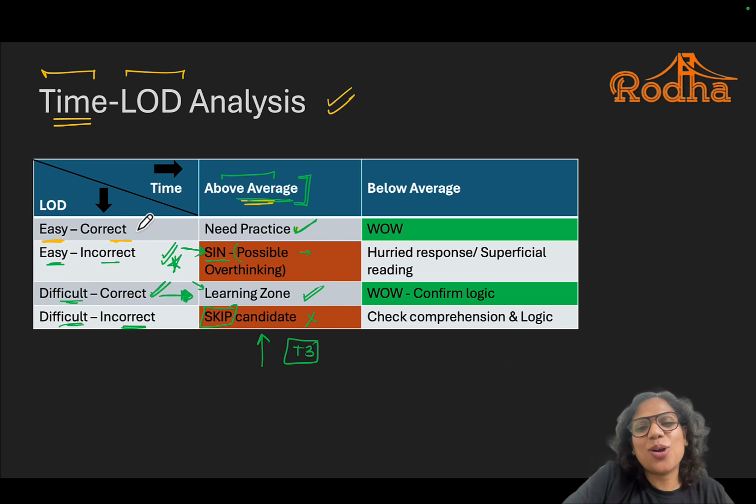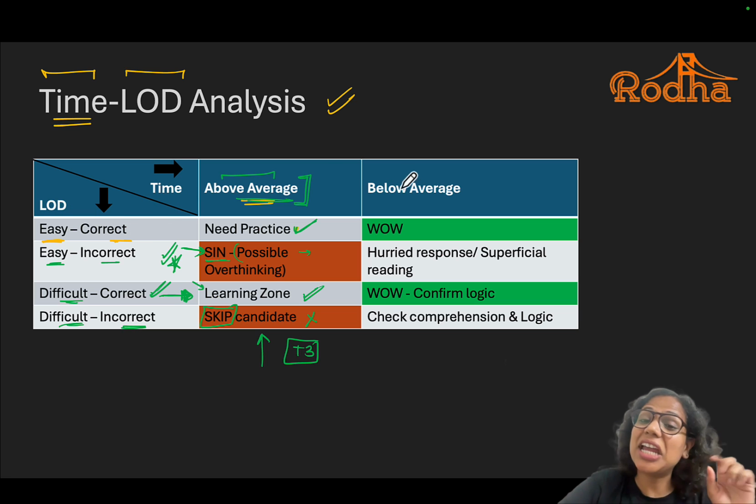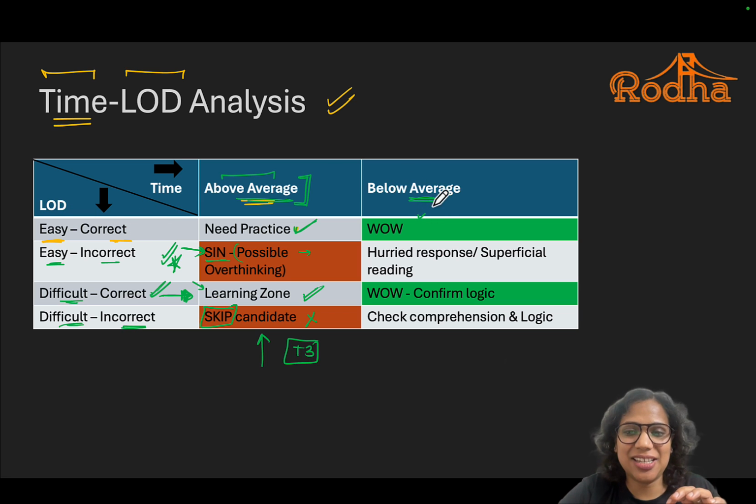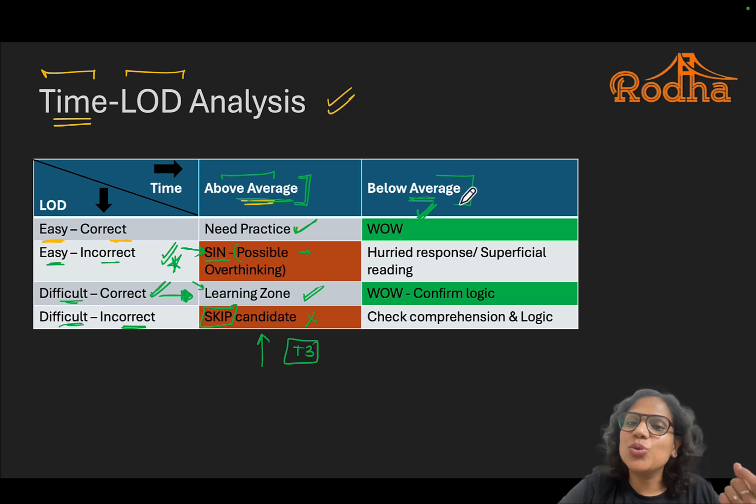Then now let's talk about the good stuff. So easy question, you got it correct in below average time. Amazing, right? Wow! That means you also found it easy. You had enough speed to do it in less time and you got it correct. Excellent.